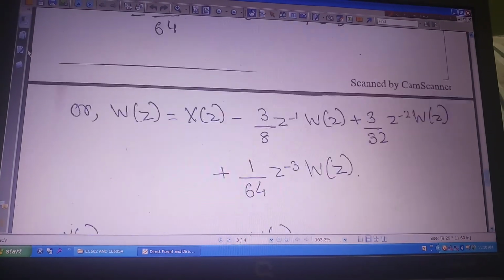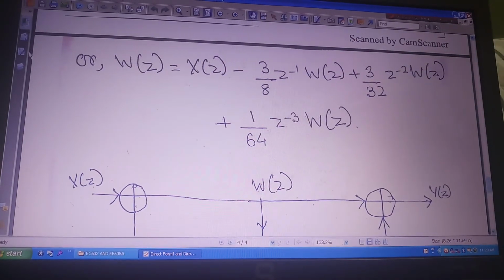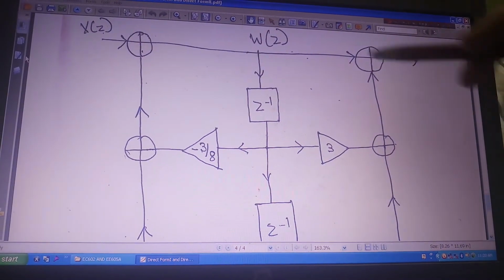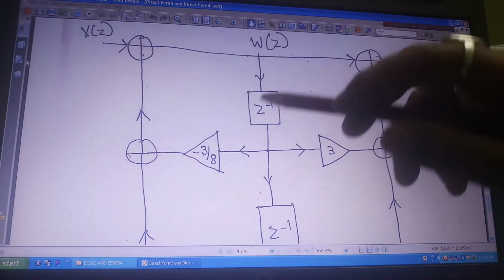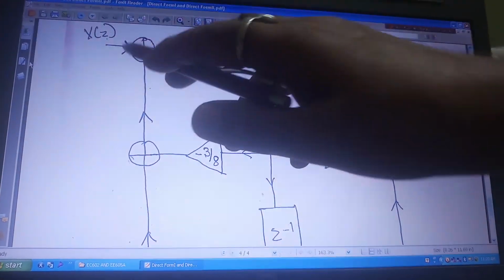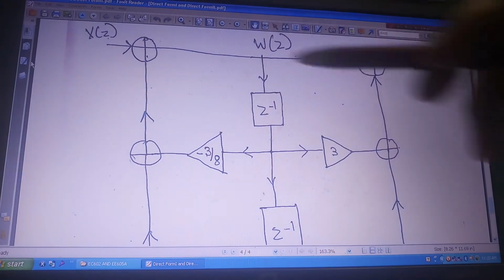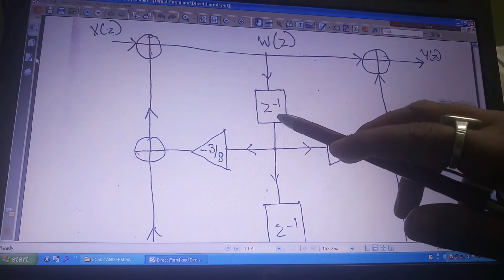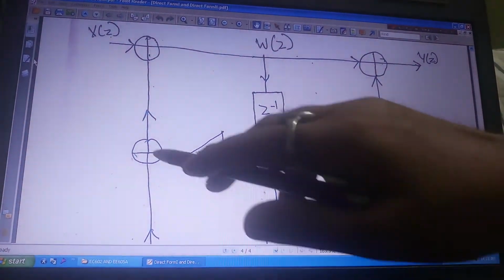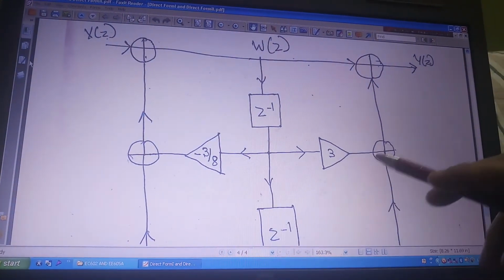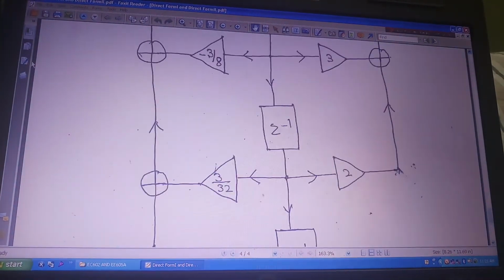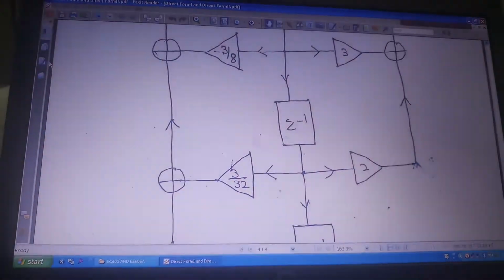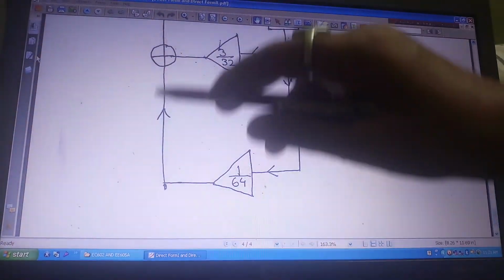So how do I realize the structure? This is the expression which I get. X(z) is the input, Y(z) is the output, W(z) the intermediate term which I have generated. So X(z) comes here, W(z) is multiplied by z inverse and minus 3 by 8, and it goes over here. Similarly, this is multiplied by 3 and it goes over here. Again this is multiplied and goes over here, and each branch is multiplied by its factor and goes to the adder.